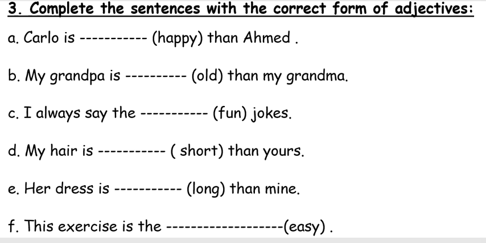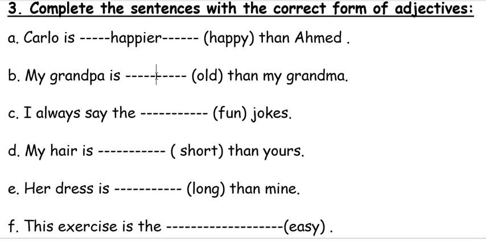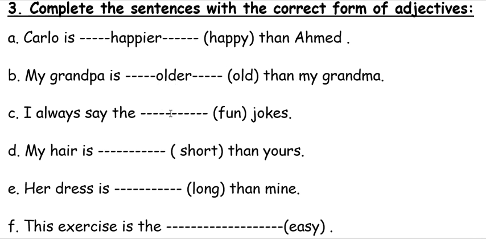Now let's move to the third exercise. Complete the sentences with the correct form of adjectives. Number A, Carlo is happy than Ahmed. We are comparing between Carlo and Ahmed. So we are going to use a comparative form. So Carlo is happier. We change the Y to IER. Happier than Ahmed. Number B, my grandpa is old than my grandma. So we're comparing again between two persons, grandpa and grandma. So we are going to say older than grandma.